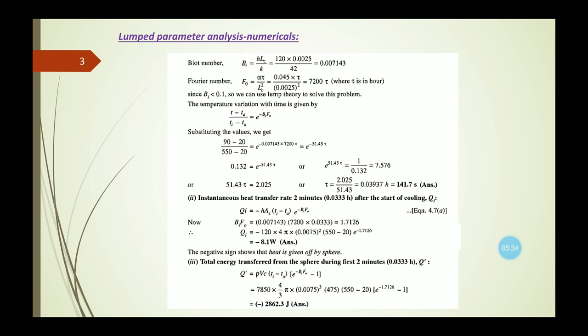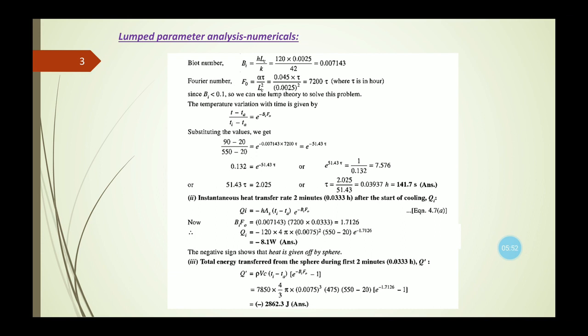Now if we apply the formula of the lumped parameter analysis, the equation is (T minus Ta) divided by (Ti minus Ta) equals e to the power minus Biot number into Fourier number.